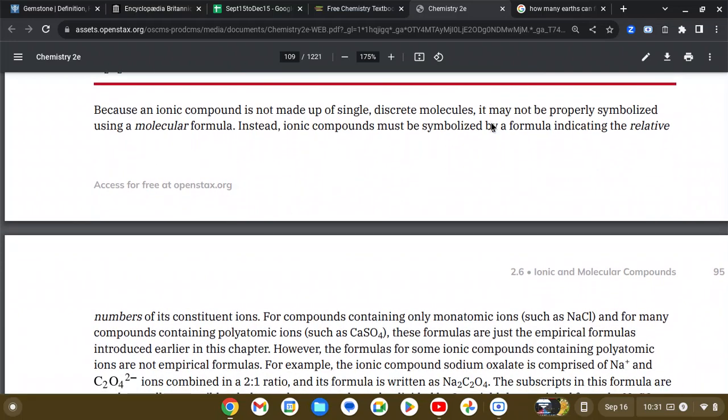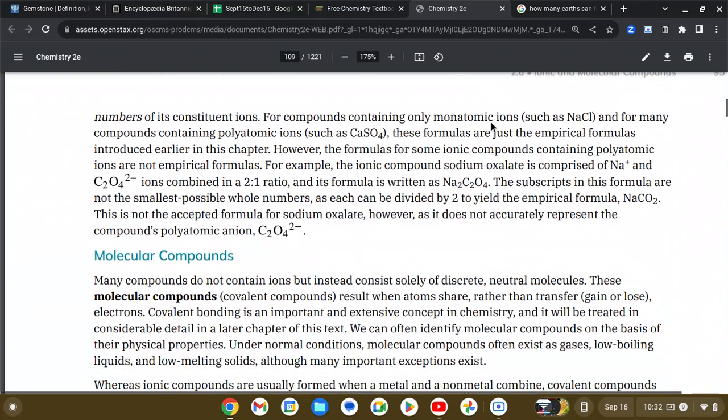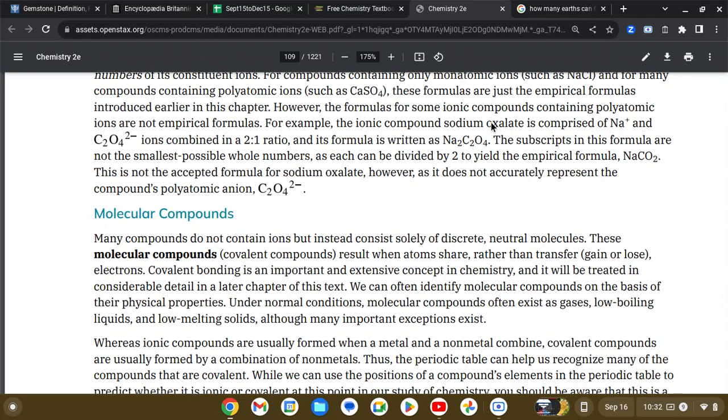Because an ionic compound is not made up of single discrete molecules, it may not be properly symbolized using a molecular formula. Instead, ionic compounds must be symbolized by a formula indicating the relative numbers of its constituent ions. For compounds containing only monatomic ions, such as NaCl, and for many compounds containing polyatomic ions, such as CaSO4, these formulas are just empirical formulas introduced earlier in this chapter.